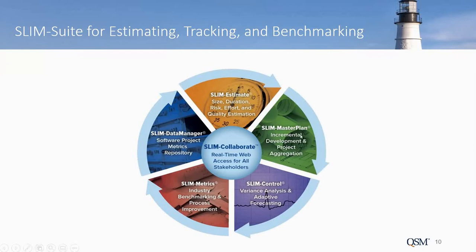Master Plan is used to estimate at the portfolio level versus SLIM Estimate at the release level, right? So Master Plan is going to help us figure out, how much are we going to spend next year, right? And what's the quality going to be like next year, things like that. Or if I just have a group of projects and I need to know the big picture. SLIM Control is for tracking and oversight and basically re-estimating as things change.